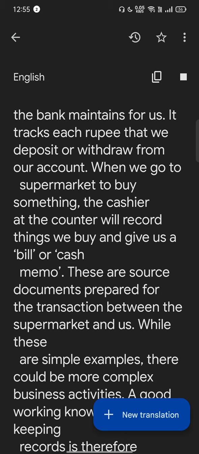While these are simple examples, there could be more complex business activities. A good working knowledge of keeping records is therefore necessary. Professional accounting bodies all over the world have been functioning with the objective of providing this body of knowledge. These institutions are engaged in imparting training in the field of accounting. Let us start with some basic definitions, concepts, conventions and practices used in development of this art as well as science. Definitions in order to understand the subject matter with clarity.